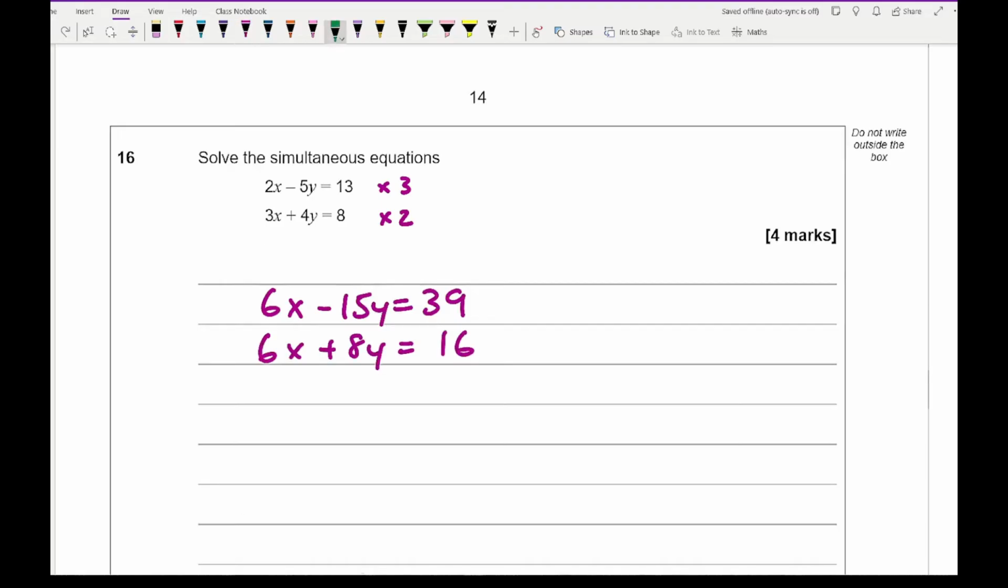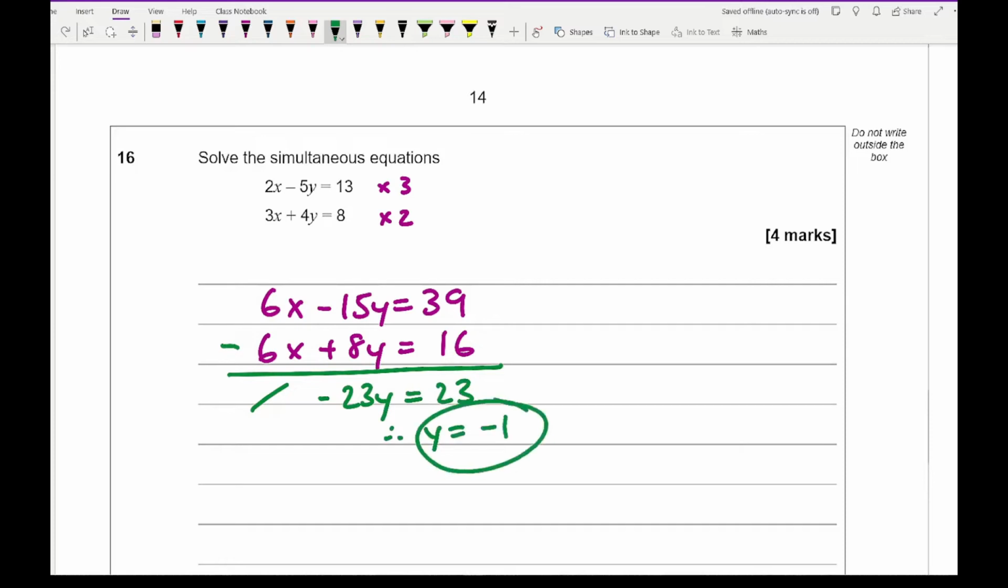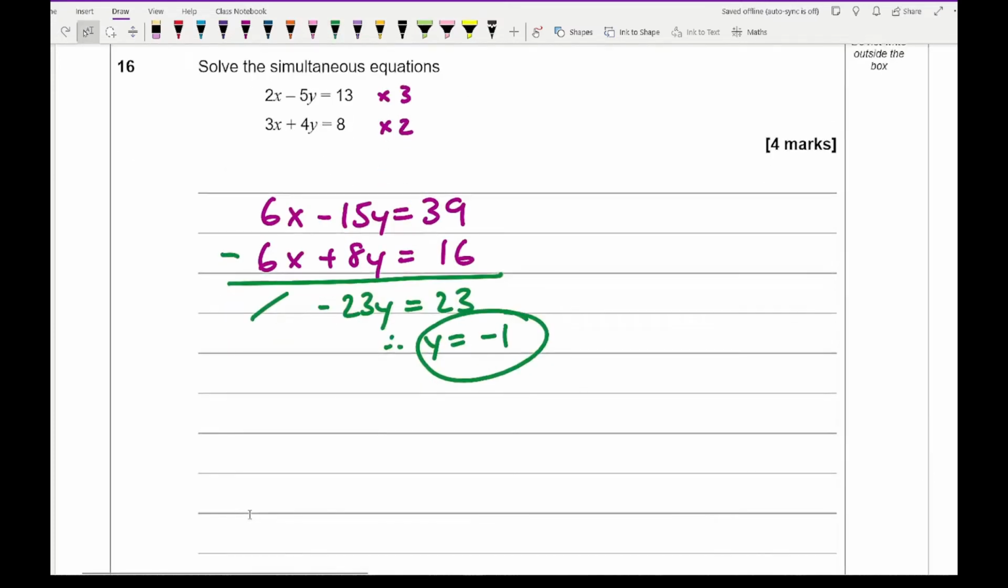So now that the x's are the same, they're both the same sign, so what I'm going to do is take away the two expressions, so the x's cancel, end up with minus 23y, and I also end up with equals 23, so therefore y is going to equal minus 1. So picking one of the equations, let's just go for the top one. So here I've got 2x minus 5y equals 13. You may have wanted to opt for plus 4y as y is negative, but again, just make sure that you're being careful with your negative numbers.